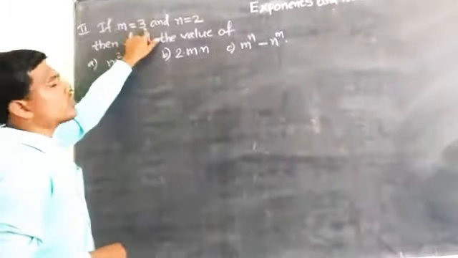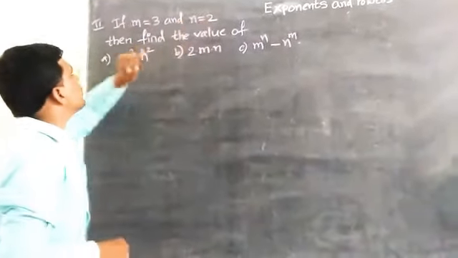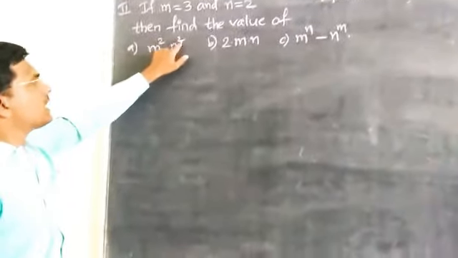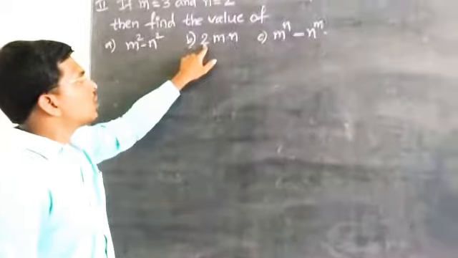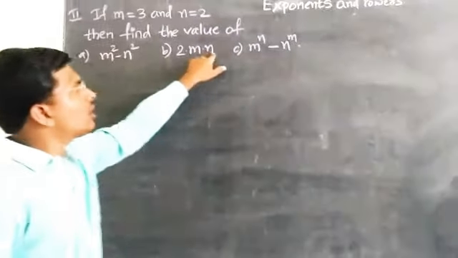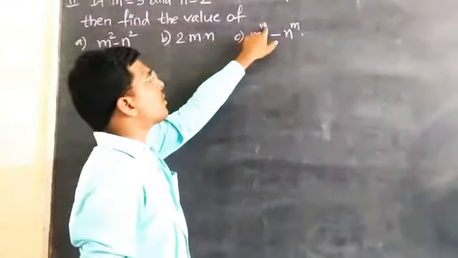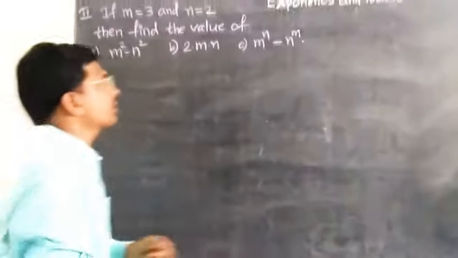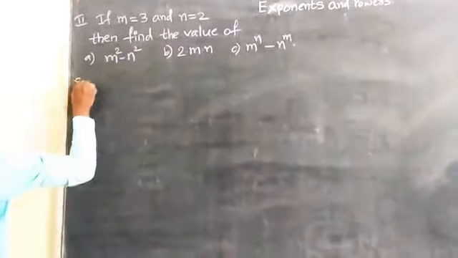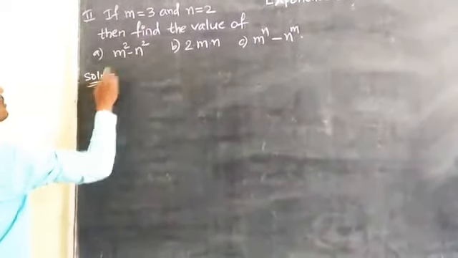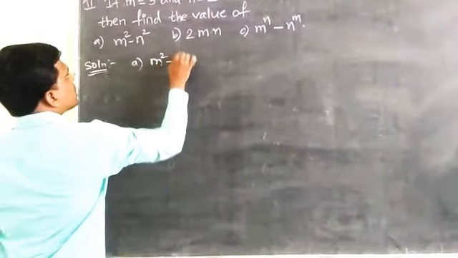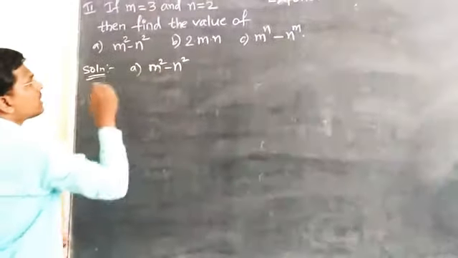If m is equal to 3 and n is equal to 2, then find the value of A, m square minus n square. And B question, 2 into m into n value, and C question, m to the power of n minus n to the power of m values we have to find. Okay. So solution. So first one, A, m square minus n square value we should find. Then what is the given?